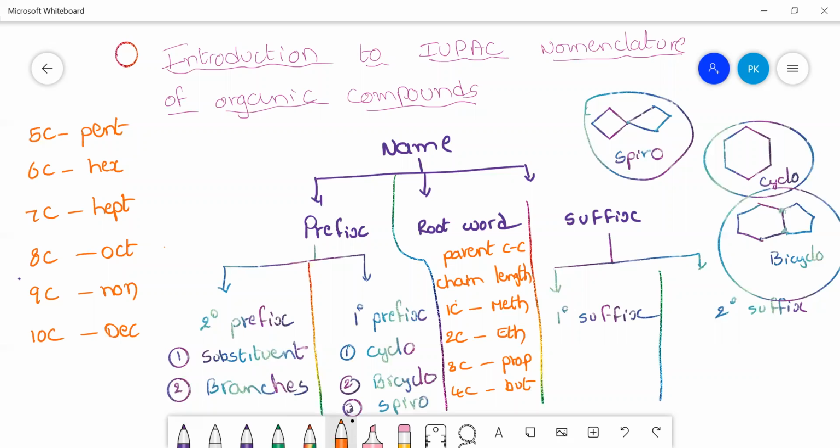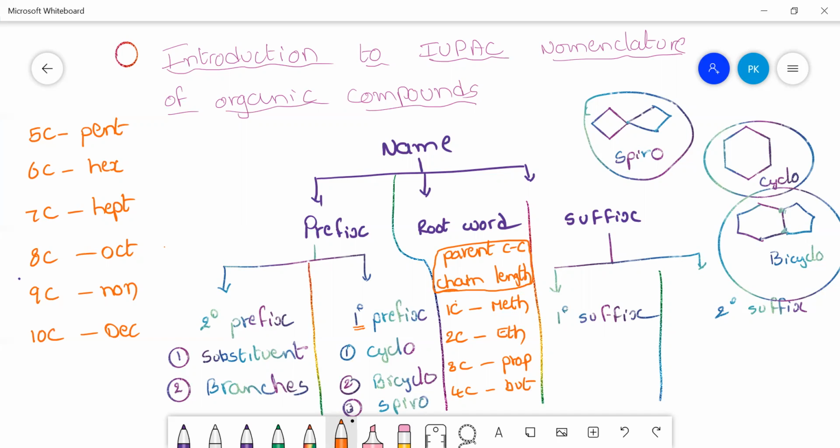That has to be in the middle of the name. If it has any substituent, it should be written first, followed by the primary prefix, that is cyclo, bicyclo, spiro, if we have such compounds. Then the root word, which will be there in every organic compound. This root word is based on the number of carbons in the parent chain. We have to see the longest carbon parent chain, and count how many carbons that chain has.